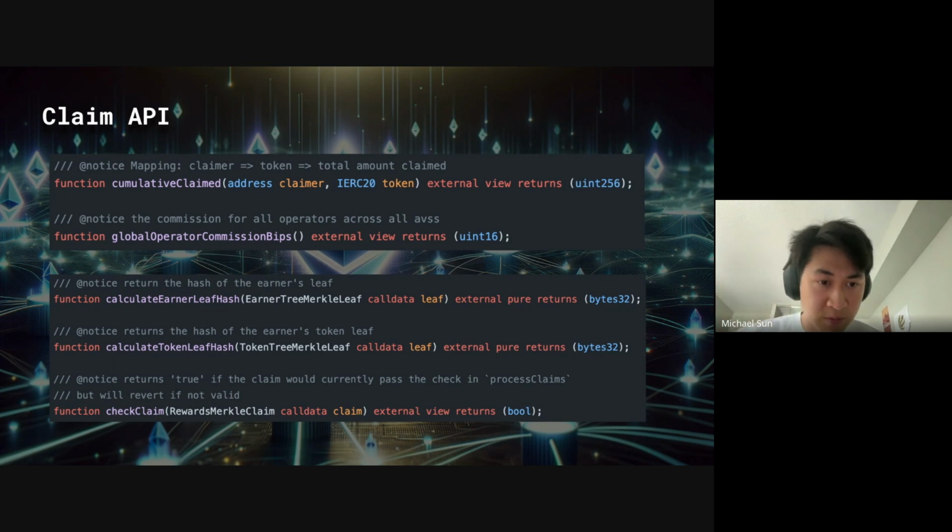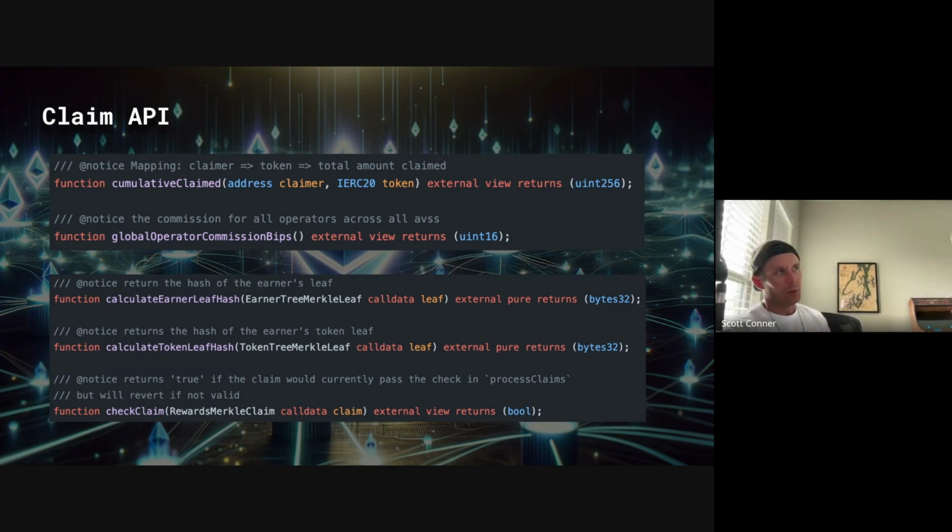Here you can just confirm and calculate the different leaf hashes and proofs. But there'll be a separate CLI library for actually generating the proofs. And there's also global operator commission bips. This is to be configured to 10% in the V1 rewards release. And cumulative claim is just showing how much you've earned up to this point for a specific token and a specific earner.